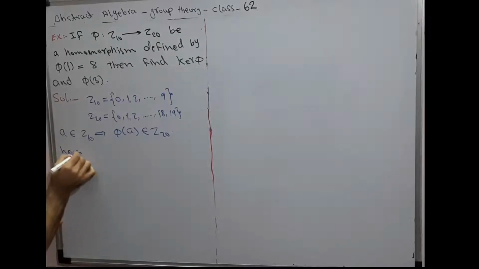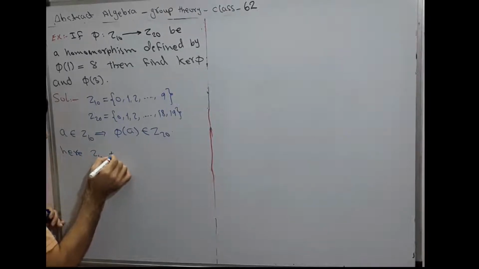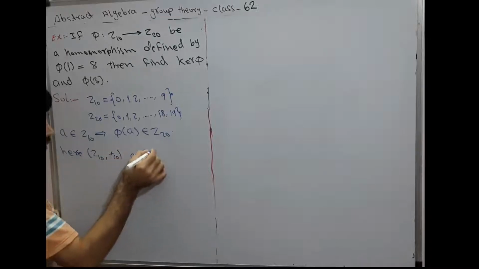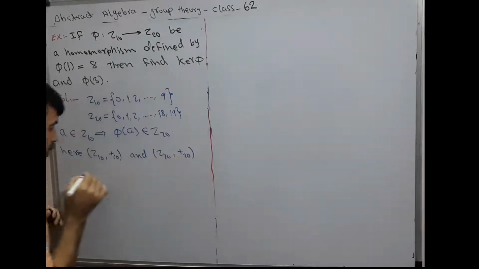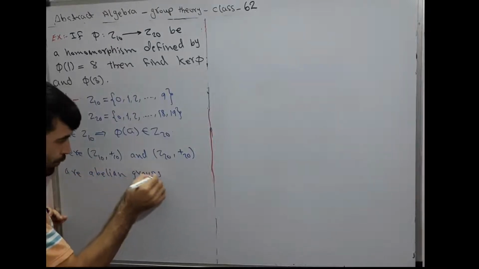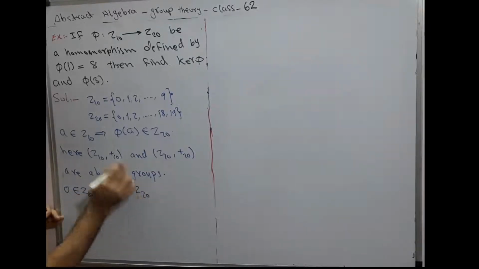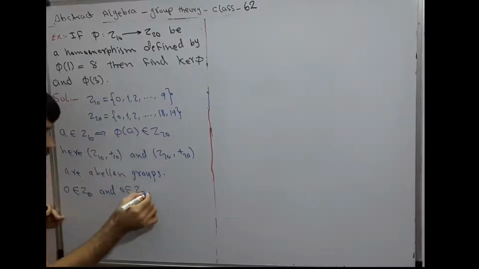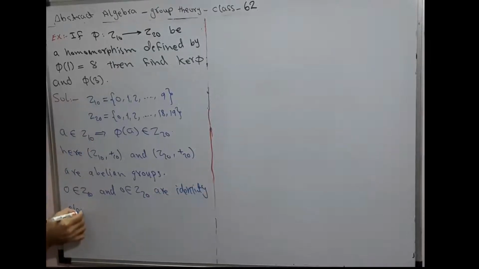Here Z10 with respect to addition modulo 10 and Z20 with respect to addition modulo 20 are abelian groups. 0 belongs to Z10 and 0 belongs to Z20, or identity elements.